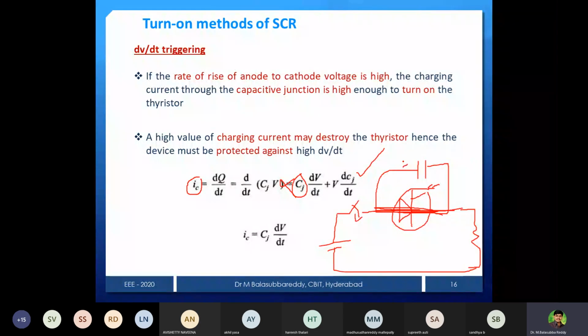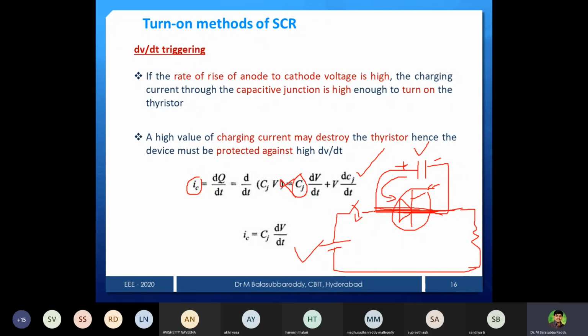Because this is already charged during the off state. The switch is closed and the capacitor is charged, initially 0 and then gradually it gets charged to the source voltage or something. When the thyristor is closed, the nature of the capacitor is that it is going to be discharged, and the current passes through this way.